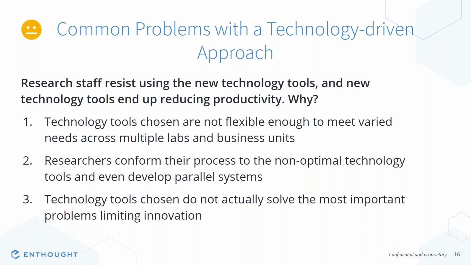The second point here: if you're mandated to adopt a new technology tool, maybe it's a new data system or a new software tool, researchers will, with this sort of non-ideal forcing of a new tool, conform their processes to that non-optimal technology and move away from what they found to work best in their lab. And in extreme cases, researchers will even develop parallel systems where they'll comply with the requirements of the company and management, but keep their own separate systems on the side and try to run both simultaneously. And this leads to non-idealities and inefficiencies in the lab.